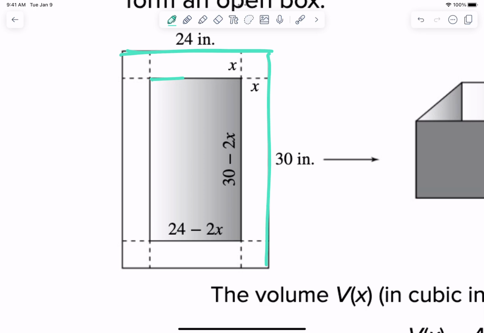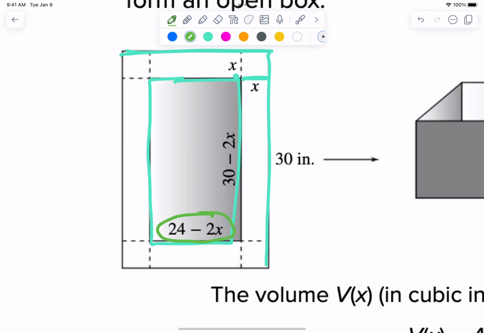But we have to determine how much we're going to fold it up on both sides so that we can maximize the volume. Let's talk about where they get this information from. 24 minus 2x. This base right here, if we know the whole thing is 24, I have x notched out and x notched out. That's going to fold up to the sides, right? So this base right here is 24 minus 2x. This guy is 30 minus 2x because I have these notched out on the side. Do you see where that comes from?